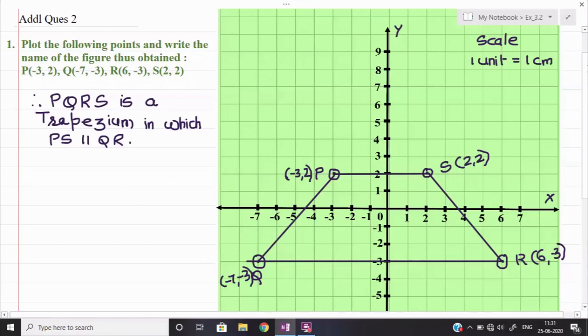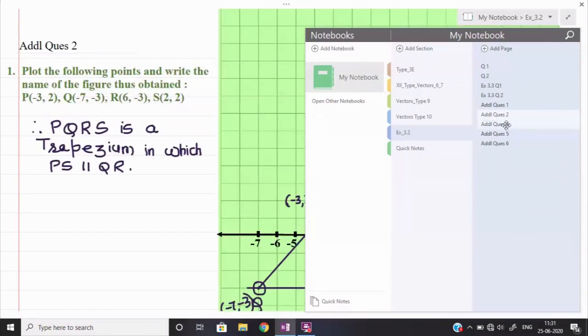For example, in some questions you are taking a gap of 2, 2. For example, 0, then 2, 4, 6, 8, 10 and so on. So what you will write here is 1 unit is equal to 2 centimeters. Okay, in that case you can write down the scale in that manner. Now let us see the third question which we are doing.